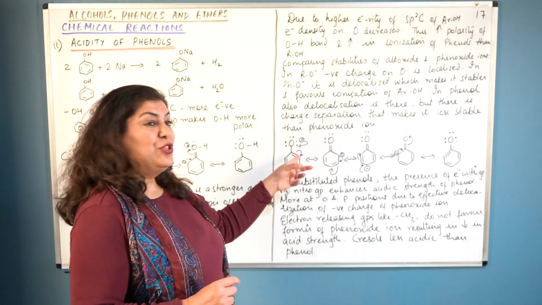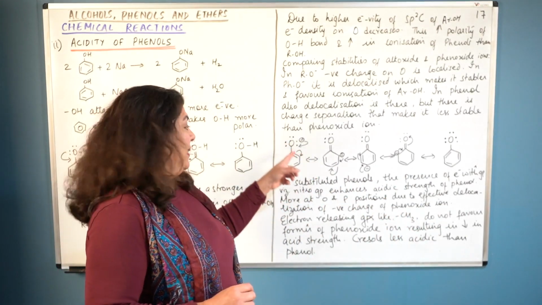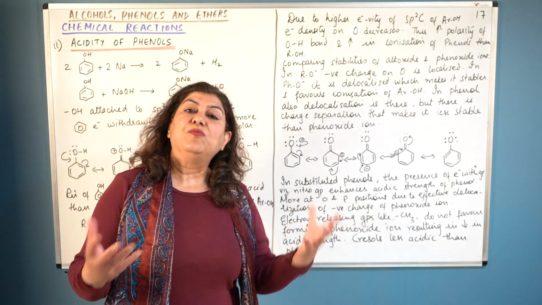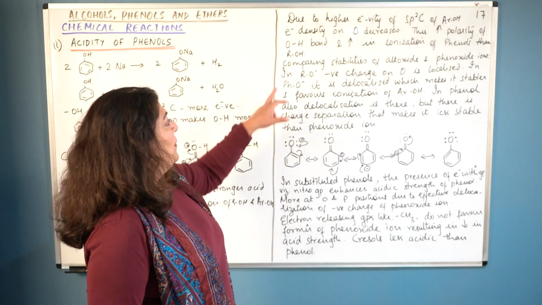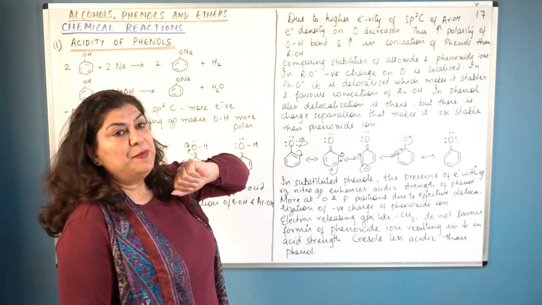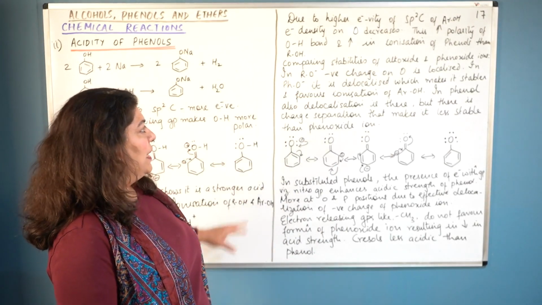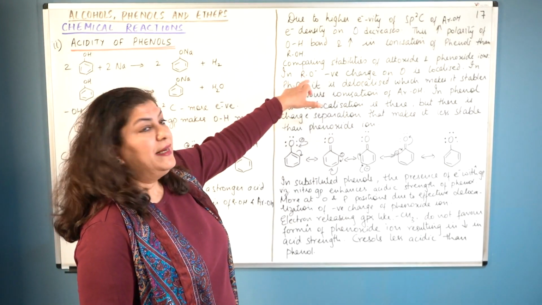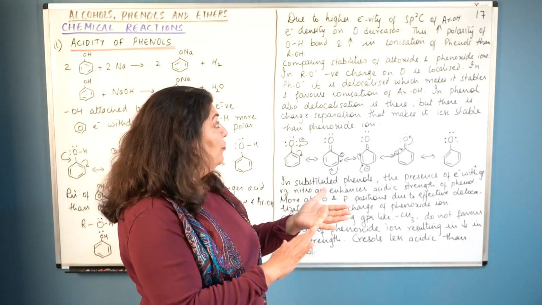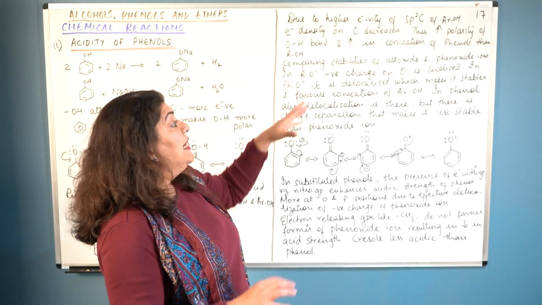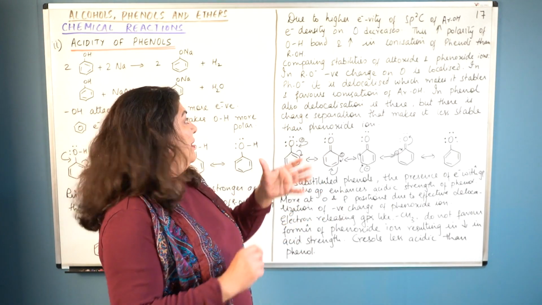And therefore, in the phenoxide ion, wherever there is resonance, there is more stability. Resonance imparts stability to the species. So if we are comparing the stabilities of the alkoxide ion and the phenoxide ion, in the alkoxide ion, the negative charge on oxygen is localized. It does not move. But in the phenoxide ion, it is delocalized.